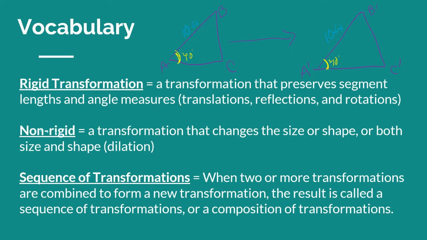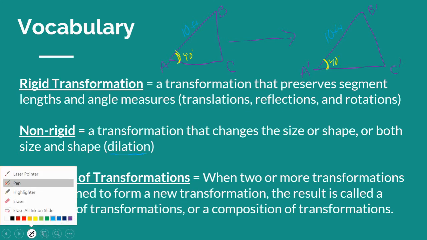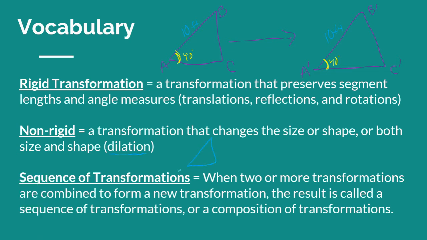Where a non-rigid would be something like a dilation, and that would actually change the size. So if we started with a triangle like this, A, B, C, a dilation would make it smaller, A prime, B prime, C prime. So that actually changes the size. Like this might be 10 feet, where this might be 5 feet. So it'll make it smaller. All right. And then a sequence is just two or more transformations combined.